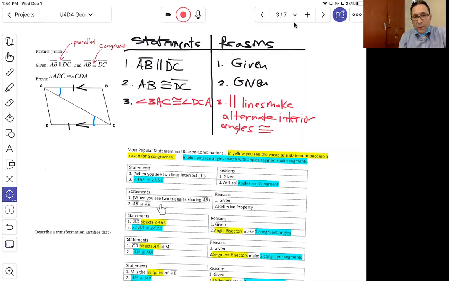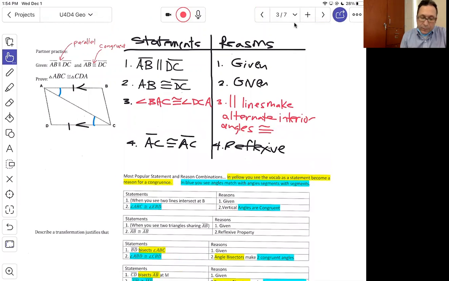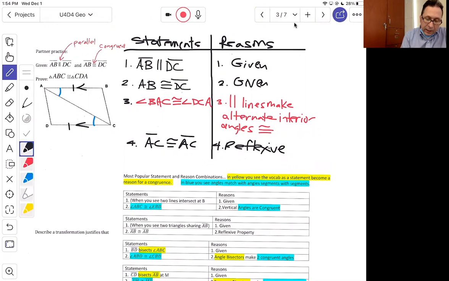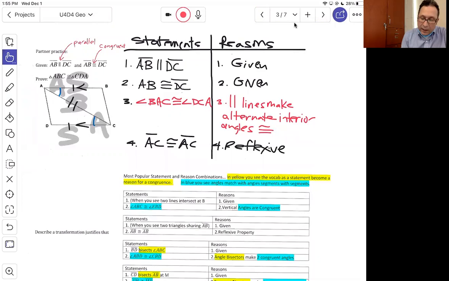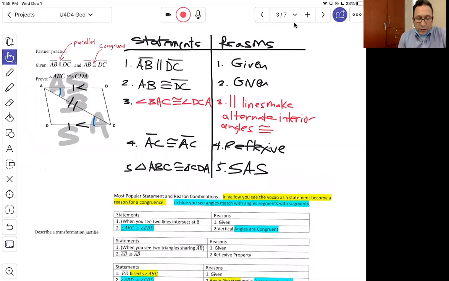It's also mentioned in this fact sheet that when you see two triangles sharing a side, be prepared to just say the reflexive property, that those sides are equal to each other. It's our way to get that final piece so that we can complete our proof. So I did that. I listed that, and I'll just do a little check here. I've got in my picture a side and an angle and a side matching a side, an angle, and a side. So I can state that the triangles are congruent because of side, angle, side.